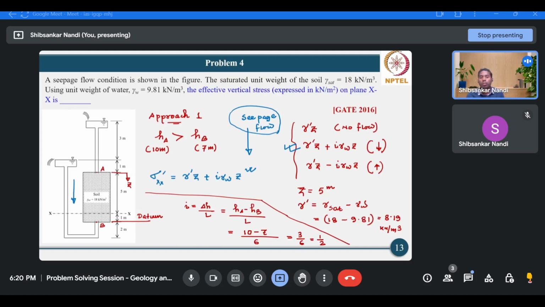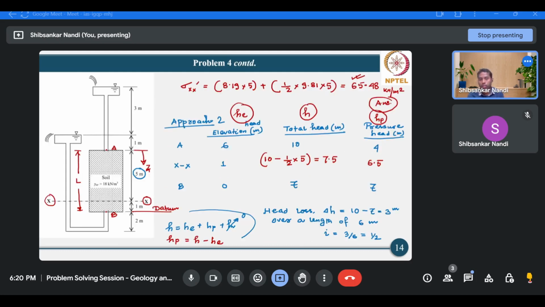So for approach 1, you have to recall the analytical expression of the effective stress depending on the direction of seepage flow. So whether the seepage flow is occurring in the downward or upward direction, or there is no seepage flow. So accordingly, you have to recall or memorize the effective stress expression. You have to appropriately substitute the parameters which are involved in that expression. Then you will be ending up with the effective stress at any section.